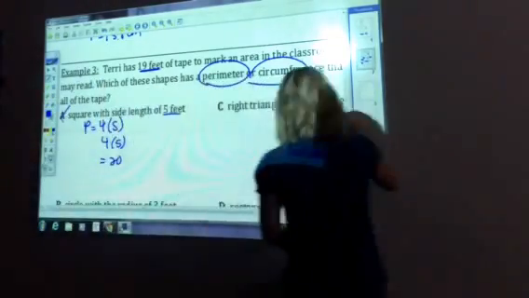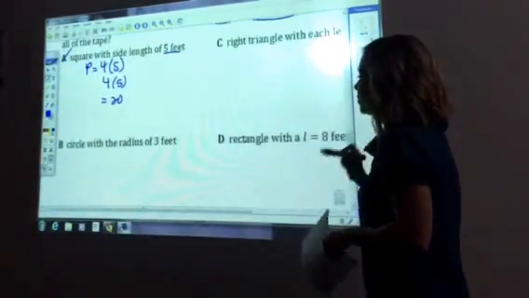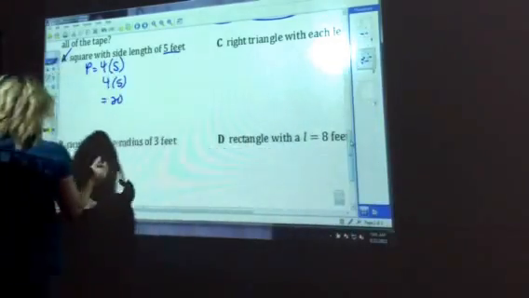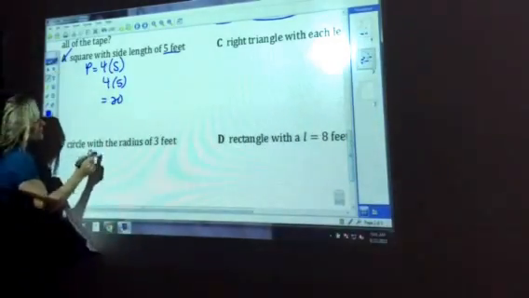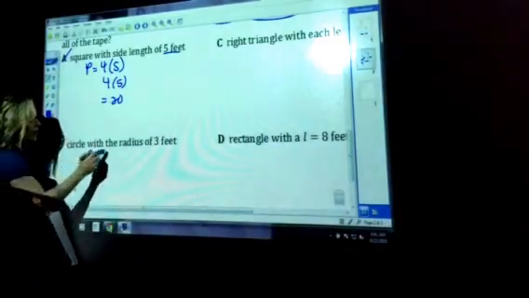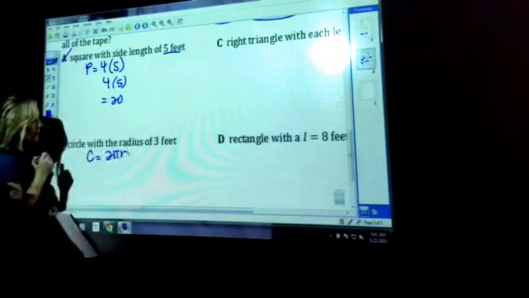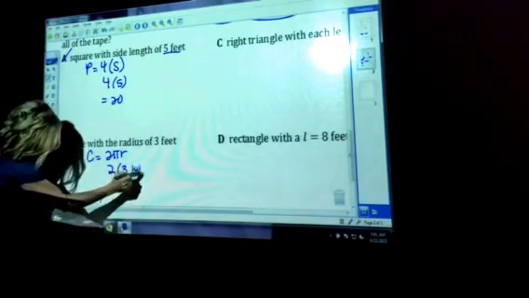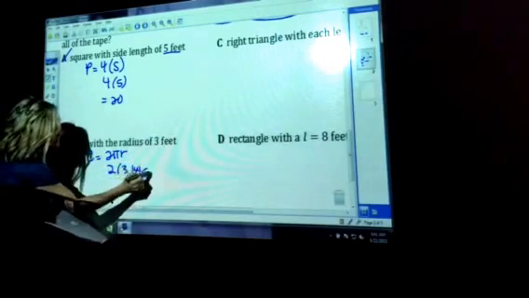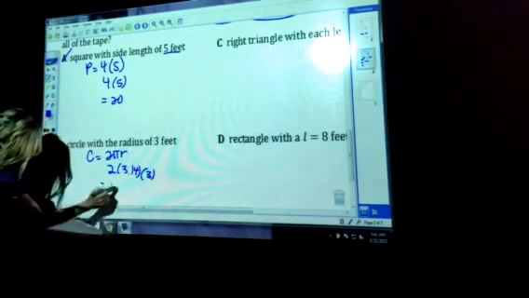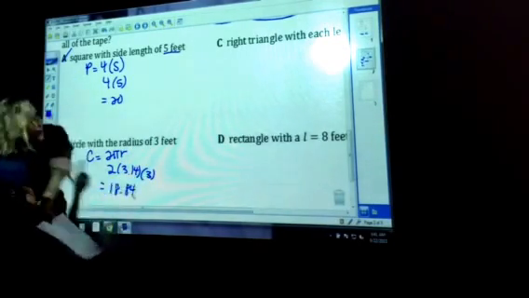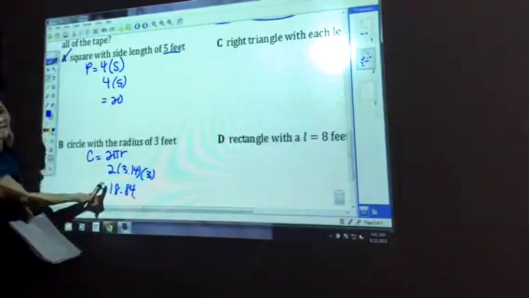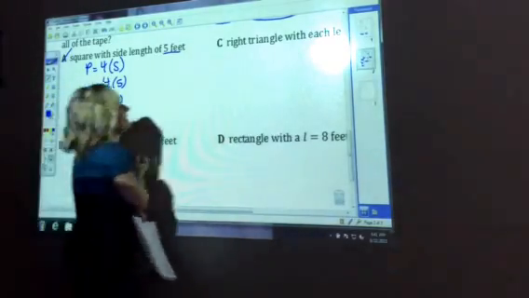On B, she has a circle with a radius of 3 feet. So the circumference, which is the same idea as perimeter, would be 2 pi r, okay? So you have 2 times 3.14 times 3 feet would give us 18.84, okay? 19 is the most, so we're almost using 19 there.